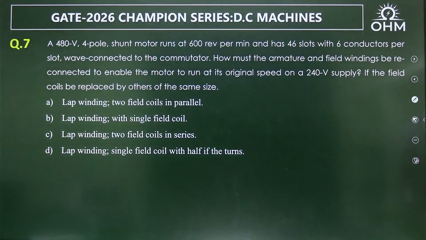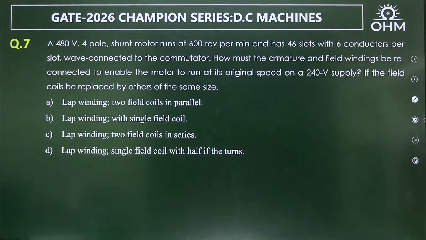Please understand the problem again. It was a 480 volt 4-pole shunt motor, runs at 600 rpm and has 46 slots with 6 conductors for each slot, wave connected. Initially, the motor was wave connected. But look at all the 4 options, the machine is lap connected next time. And the machine has overall 480 volt, and it is a 4-pole machine, initially rotating at 600 rpm. Now next time the field winding was modified such that the motor will run at the same original speed on a 240 volt supply.